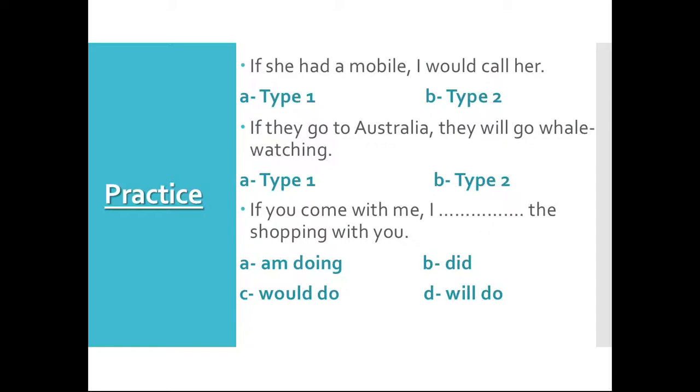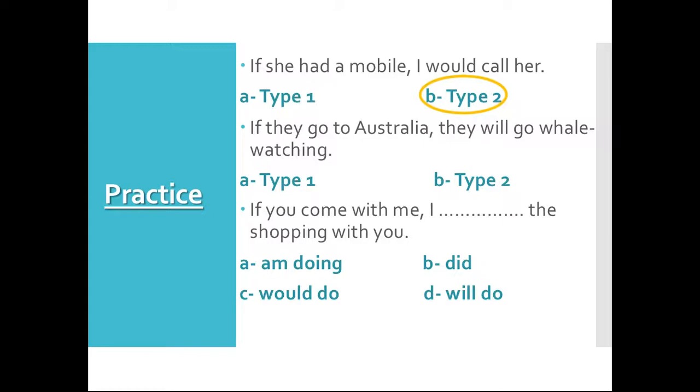Now, you're going to tell me if this is type 1 or if it's type 2. If she had a mobile, I would call her. All right? Maybe you're talking about someone who doesn't have a phone. This sentence doesn't sound imaginary, right? So is it type 1? But if we took a closer look, with the if clause, what are we using? We're using the past tense. And with the result clause, we're using would. So is it type 1? No, it's type 2. All right?